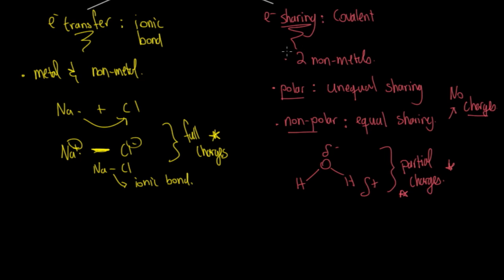Polar is unequal. And remember, covalent is going to be electron sharing. If you remember anything, remember this, and remember this part: the electron transfer. So ionic bonds, electron transfer, metal and nonmetal; two nonmetals here.